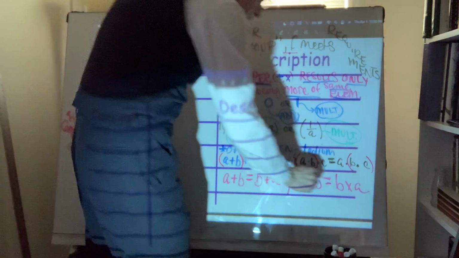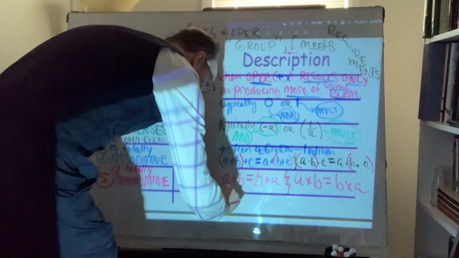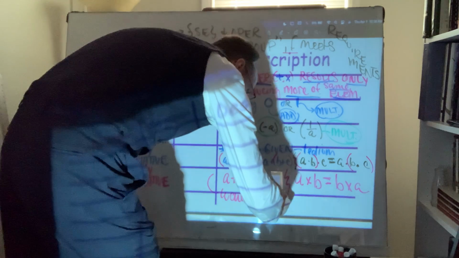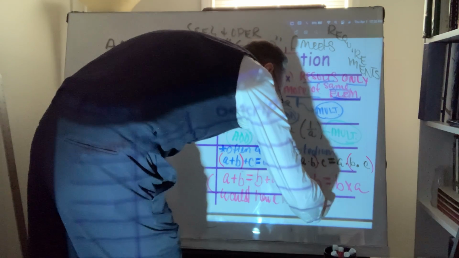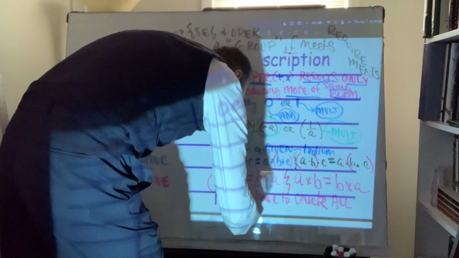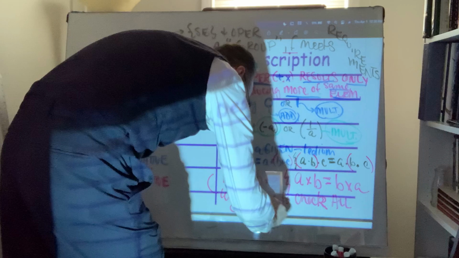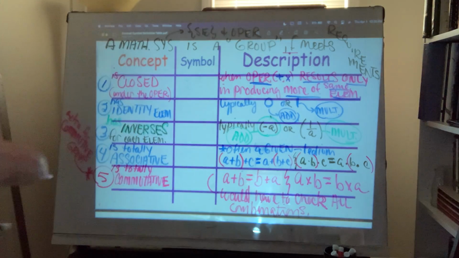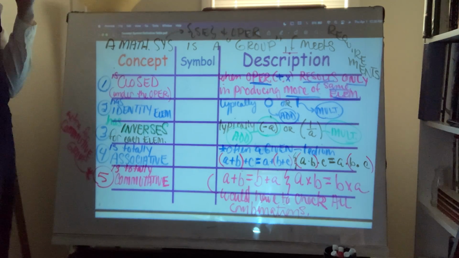So you would again have to check all possible combinations. So they might let you slide on that. You'll see. It depends on how many elements you have to begin with, really.